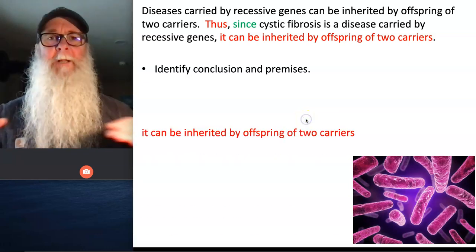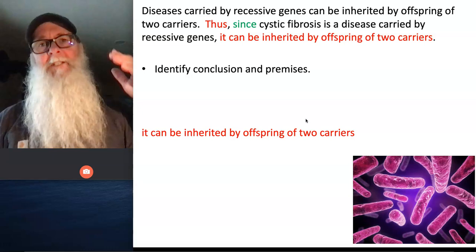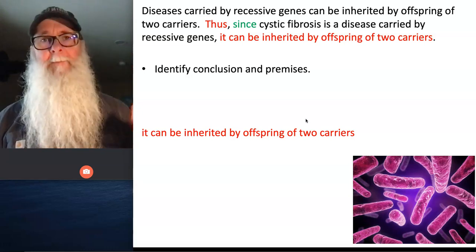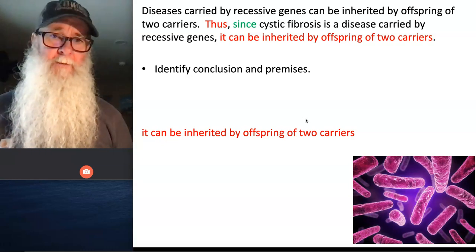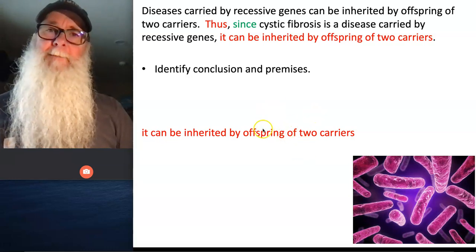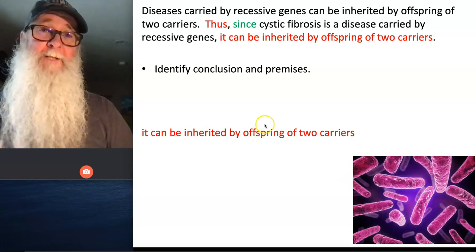We want to put it at the bottom of our argument so that we can stack the premises on top of the conclusion and get ourselves closer and closer and closer to a standard form categorical syllogism. Now we want to identify our premise statements. I don't care what order the premises are at this point.